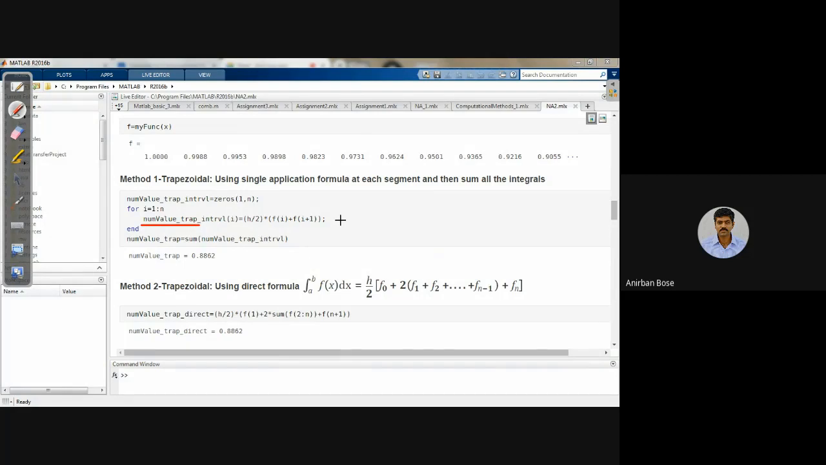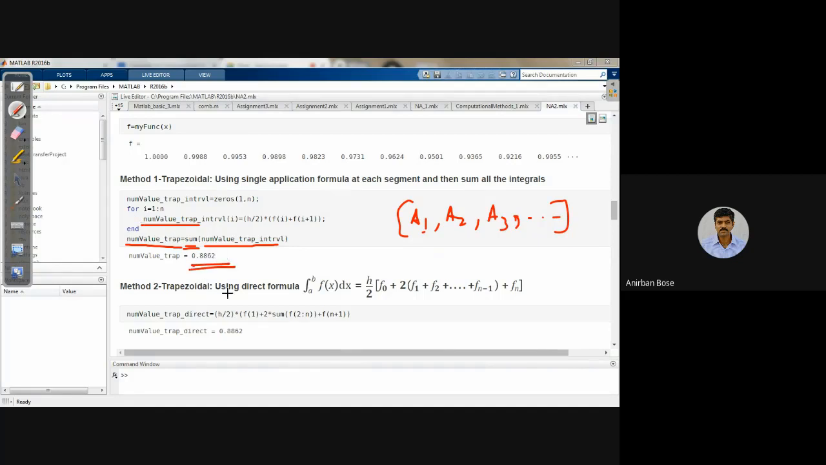What will be the final job? The final job is to find the summation of all these elements. How can we find the summation of all the elements of any matrix? We use sum. So if we write sum of that particular array, then it will produce the summation of all these areas. So simply we have stored that within numerical value underscore trapezoidal rule basically. Okay, within that variable, our numerical integration is coming 0.8862.